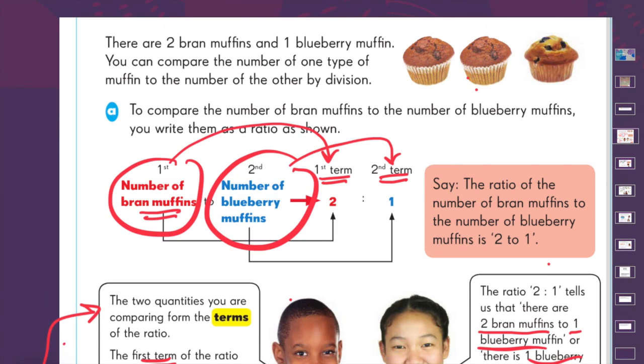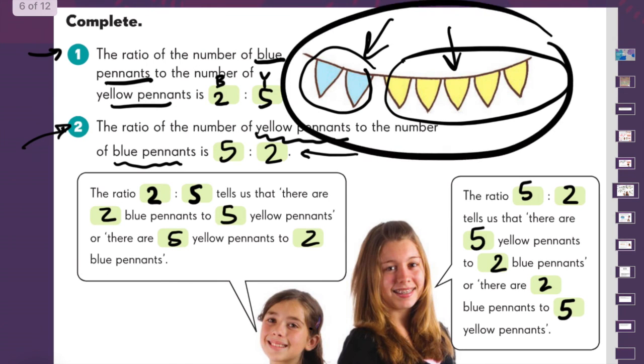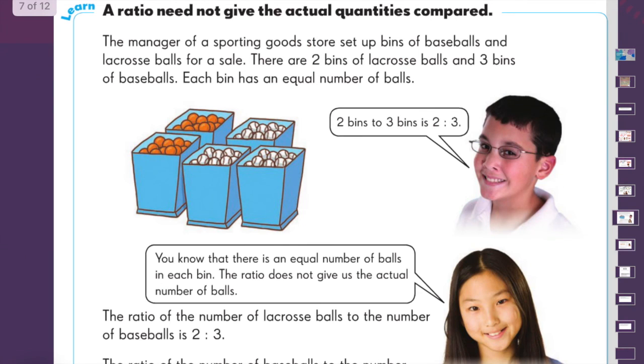Now, the examples that we've looked at so far give the actual quantities, right? So we had the actual quantities of muffins, and we had the actual quantities of pennants. But a ratio need not give the actual quantities compared. And we're going to look at some of these types of problems. So let's look at this type of problem.